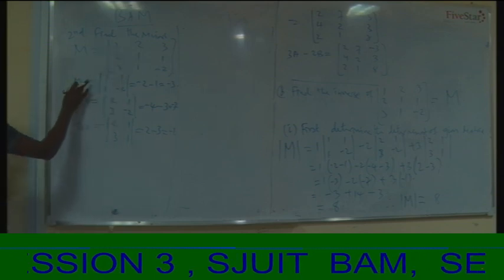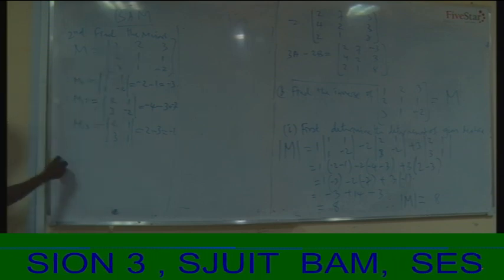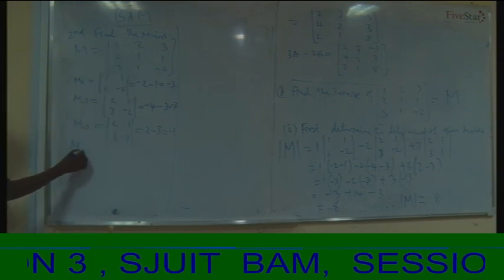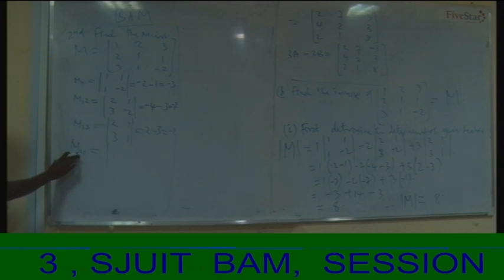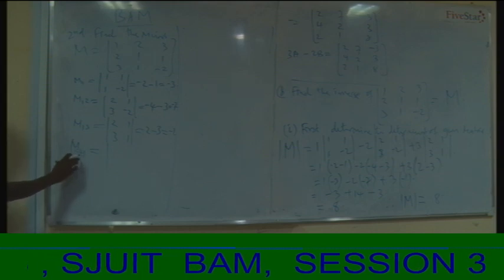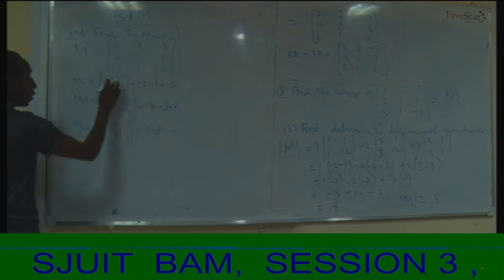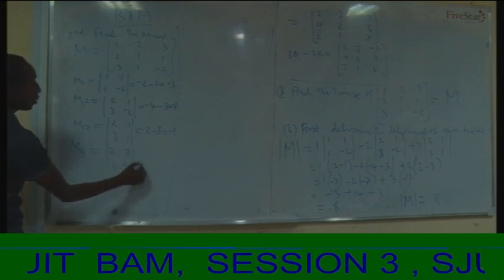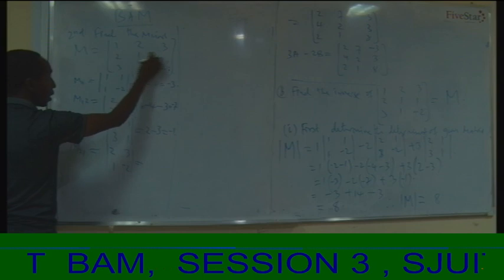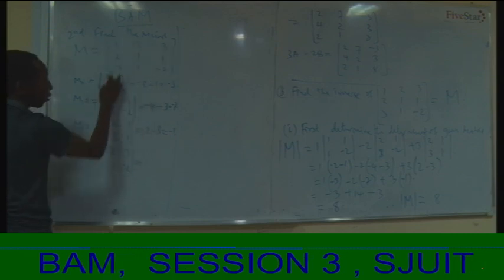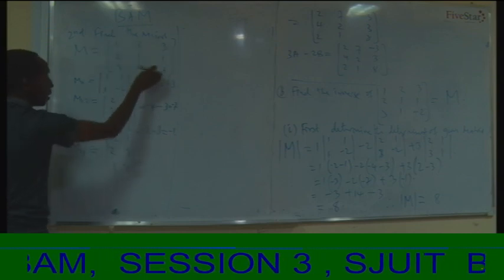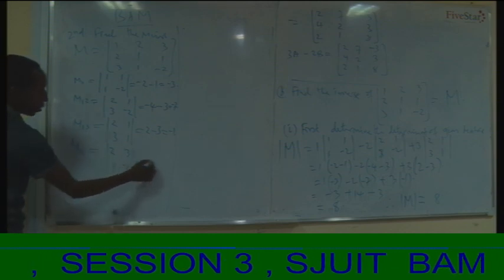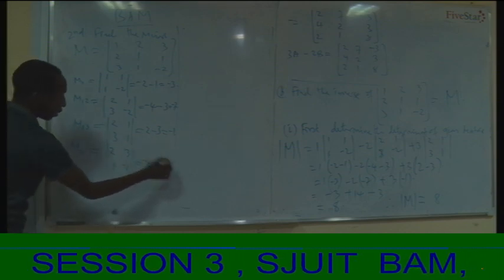We have deleted the first column, second column, and third column. We now shift to the second row. So we get now M21, which means we delete the second row and first column. We remain with 2, 1, 3, negative 2. So we have 2 times negative 2 is negative 4, minus 3, and this is equal to negative 7.